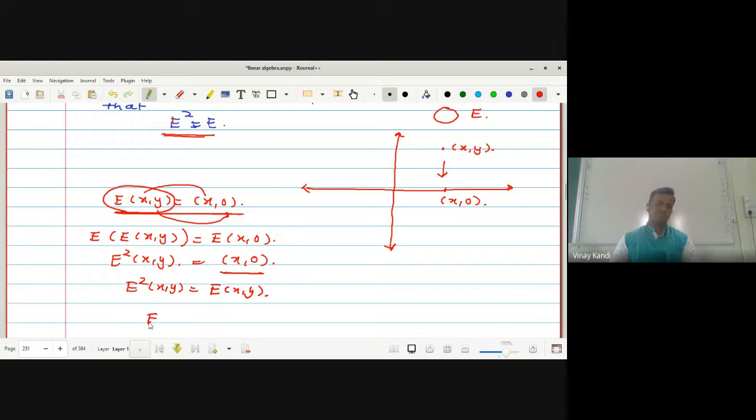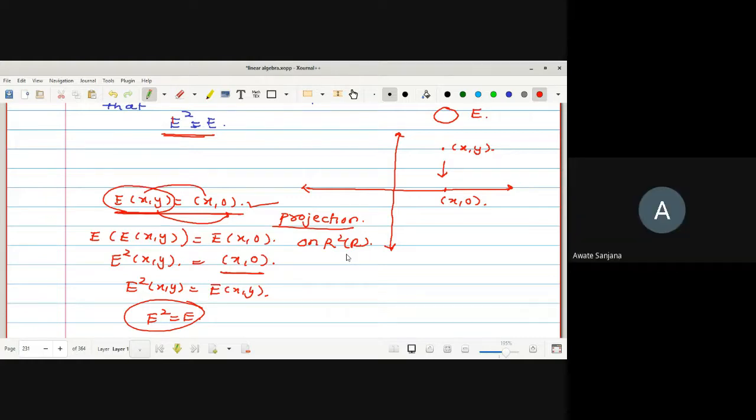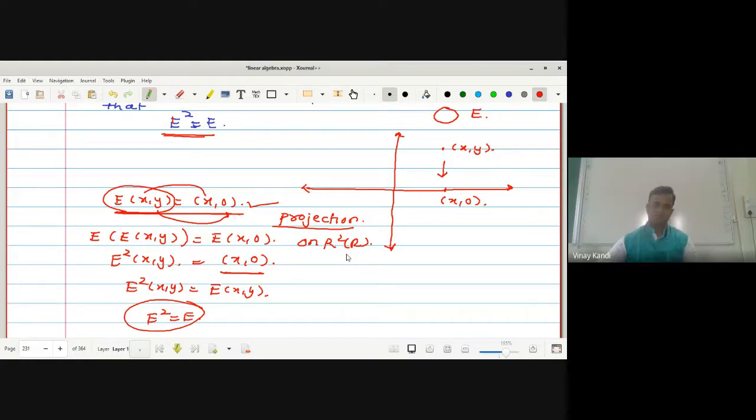Okay, hence here E square is equal to E. That means this function is what? Projection on R2 over R. Okay, R2 है ना, projection on V. Is it correct? Yes, sir. Okay.